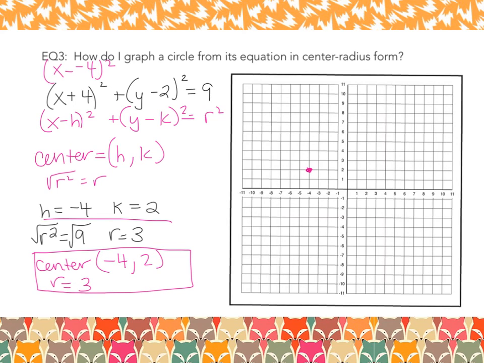And then I'm going to use my radius of 3 to identify 4 other points. So from my center, I'm going to go out 1, 2, 3 to the right. There's a point on my circle. I'm going to go back to the center. I'm going to go up 1, 2, 3 units. There's a point on my circle. I'm going to go back to the center and go left 1, 2, 3 units. There's a point on my circle. And lastly, I'm going to start at the center and go down 1, 2, 3 units. There's a point on my circle.